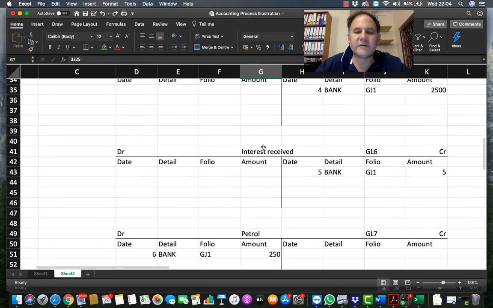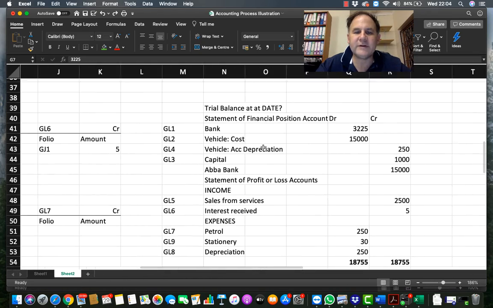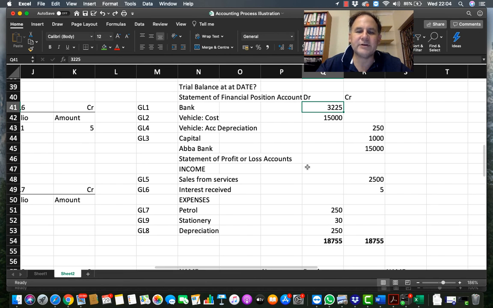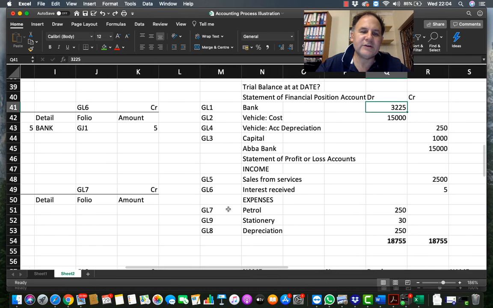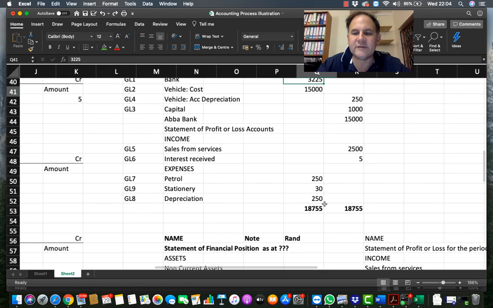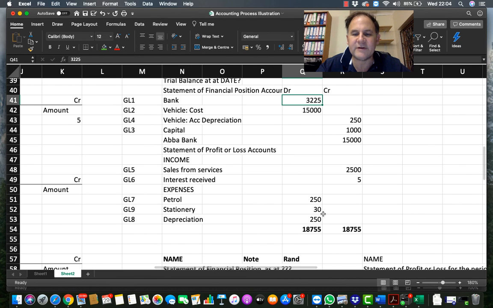Now just one last thing. If you have a look over here, here's our trial balance. You can see there's a list of accounts. There's my bank. It's got a debit balance of 3225. Now you should actually be able to go and finish off this list, record the entries in the general ledger, and finish off this list. And when you're finished, your balances should be 18755 on either side. In the next section, I'll show you how to actually produce a set of financial statements from this trial balance over here.